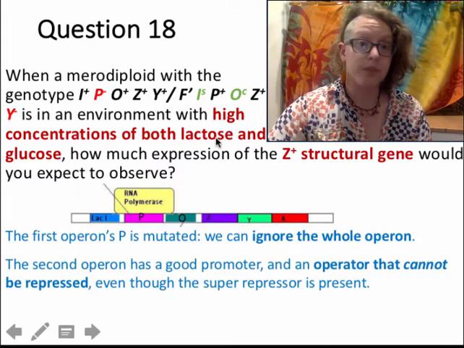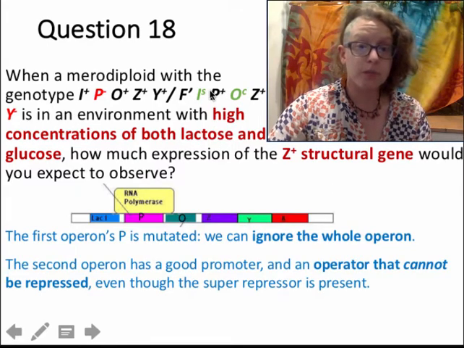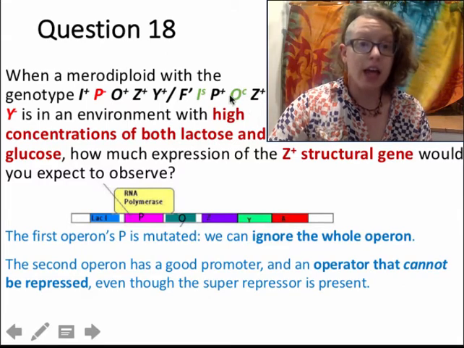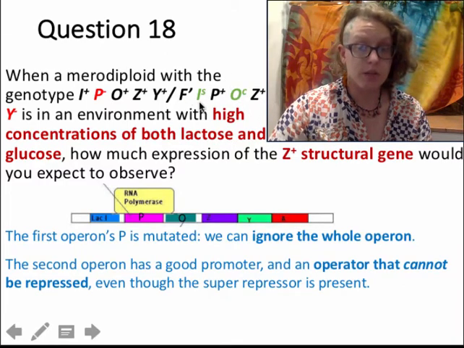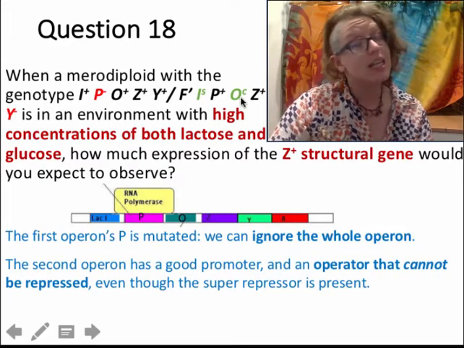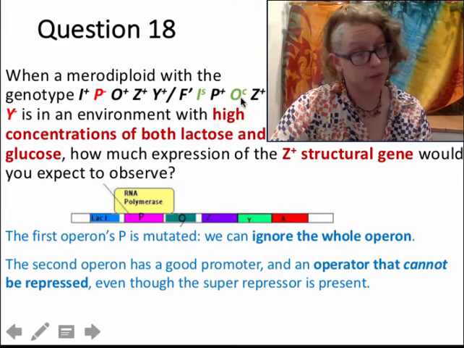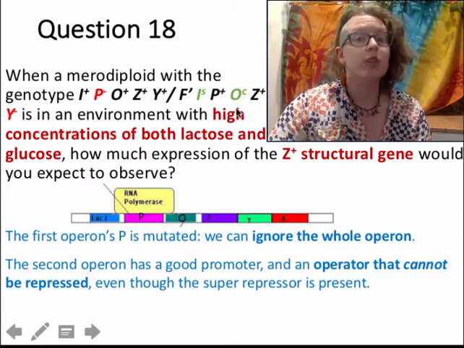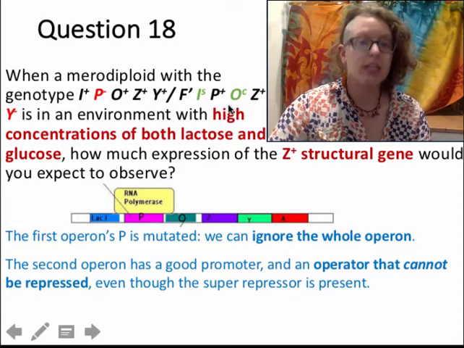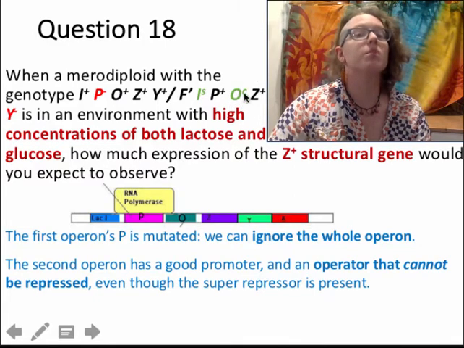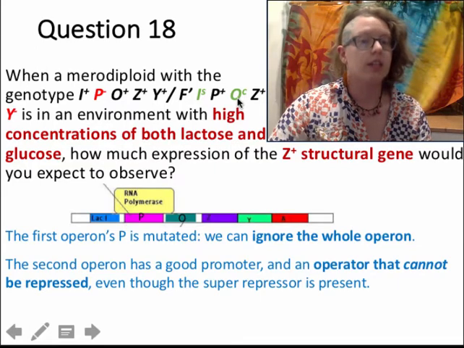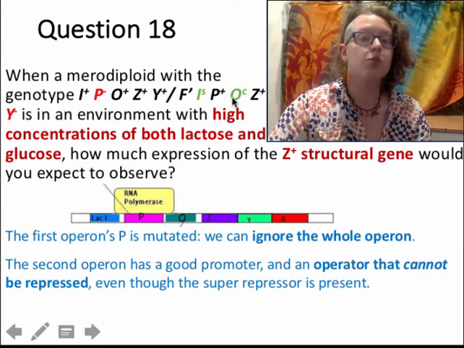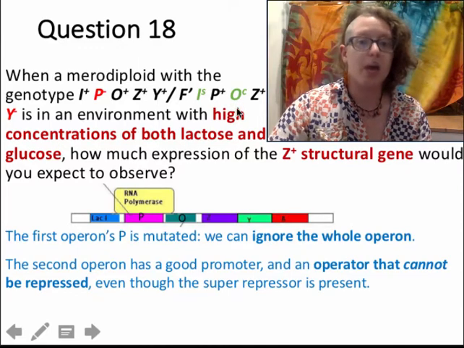Let's look at the second one. It's got a good promoter. Its operator can't be repressed. So even though it has a super repressor, that super repressor still can't bind to the operator. So we're going to have transcription. In fact, we're going to have constitutive transcription because it is not suppressible. This operator is going to continue to recruit things and will be happy to be here.